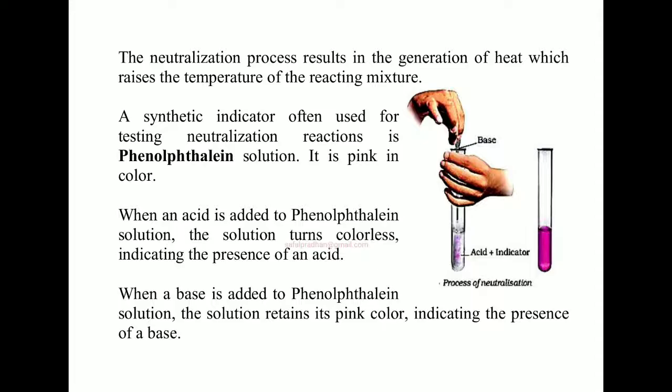Now we have already talked about 3 indicators for acid, base and neutral substances. Those were litmus paper, turmeric, then China rose, Hibiscus rosa sinensis. So all these 3 were indicators for acid, base and salt.